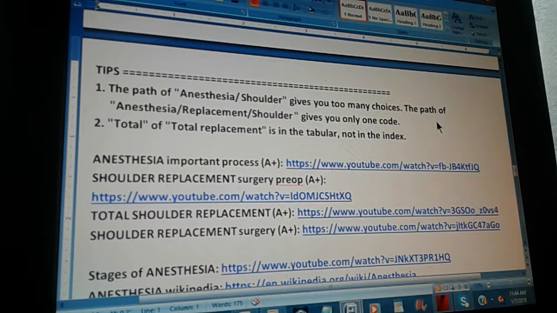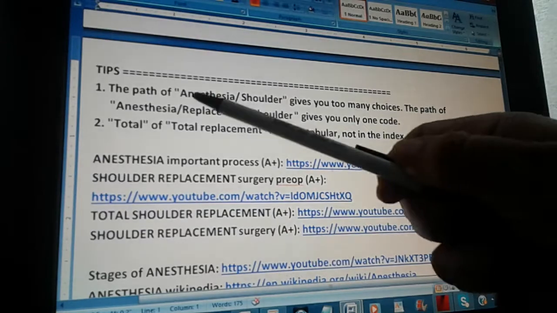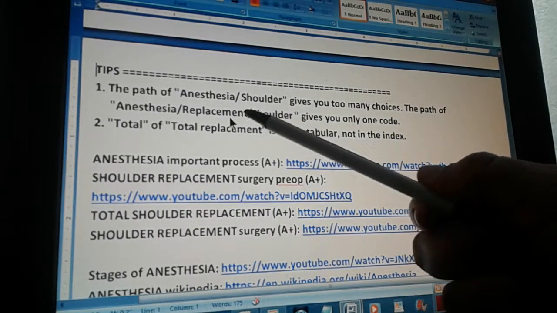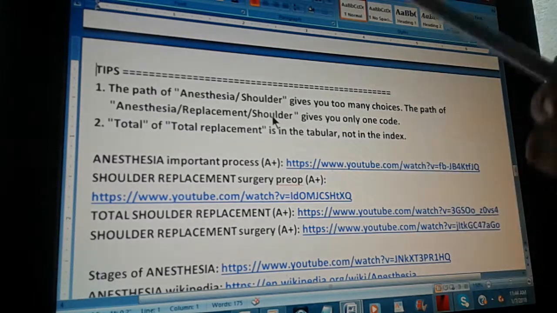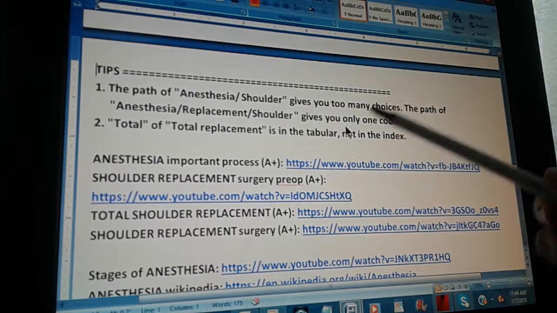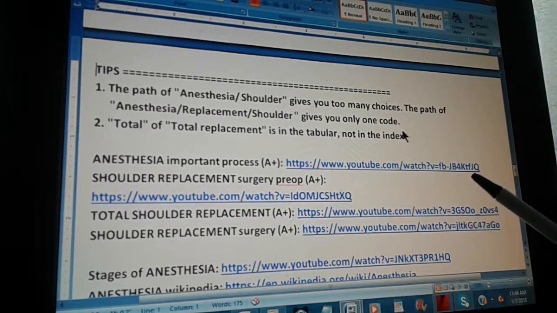But how about trying the next step? Anesthesia first, and then what is it that you're going to do with it? Replacement, and then shoulder. It's a different combination. If you try this one, you will get only one code. That's the answer. All you have to do is check in the tabular, and you get the answer.